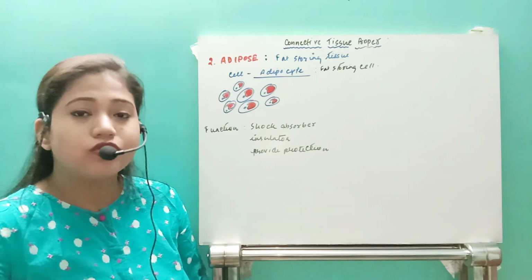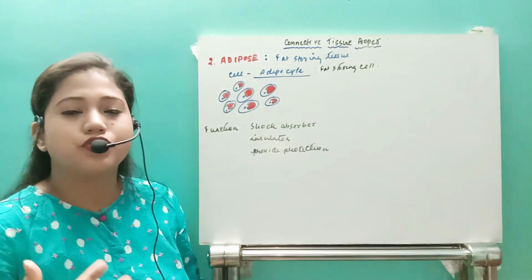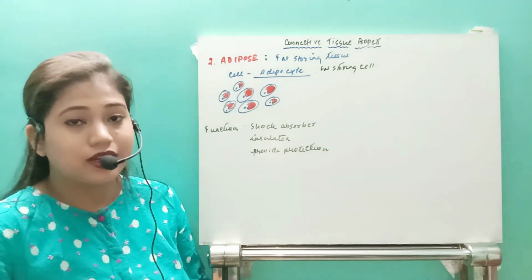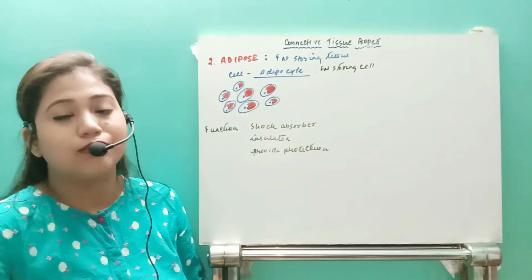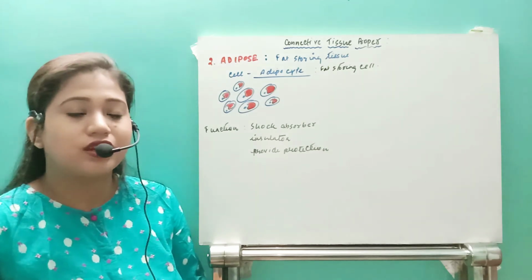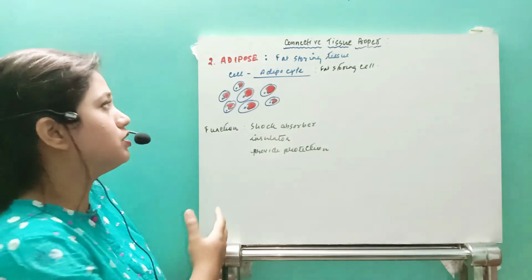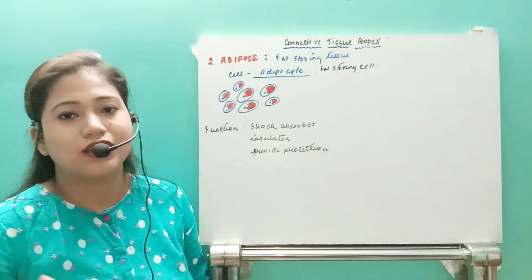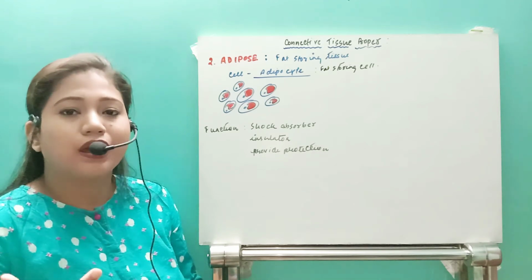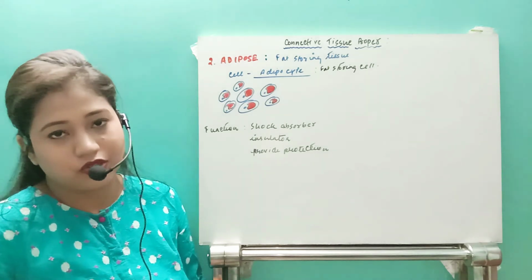Okay, it also acts as an insulator. See what happens, the temperature of the atmosphere can vary, but in case of homeotherms we are able to maintain a constant body temperature. So how can this constant body temperature be maintained? It is basically due to the adipose tissue, because it acts as an insulator. It does not allow the temperature of the body to change according to the atmospheric temperature, right?